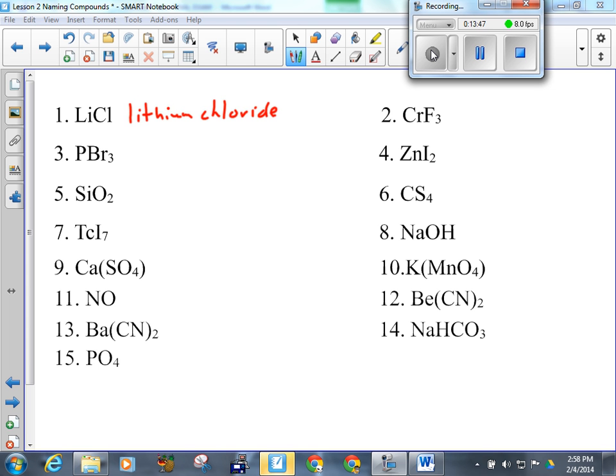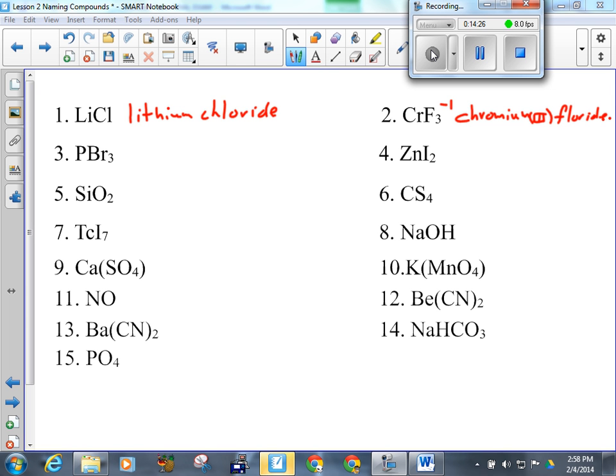All right, for number 2, we've got chromium, which is a metal, with fluorine, which is a non-metal. When we look at chromium on the periodic table, though, we notice that it has 2 possible charges. So its name is going to require what? A Roman numeral. Okay, we have to figure out which Roman numeral. Chromium can be a 2+ or a 3+. It's with fluorine here, and fluorine is -1. If there's 3 fluorines and each of them is -1, this chromium is chromium 3, right? So chromium, Roman numeral 3, fluoride.